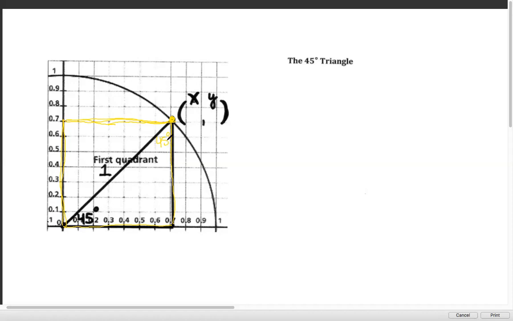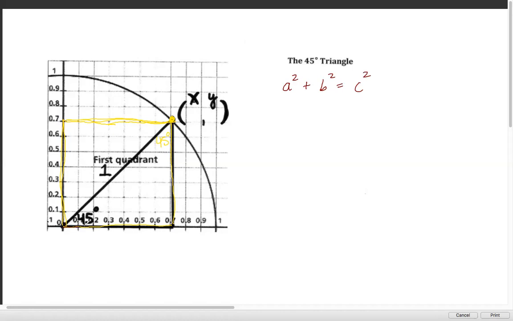Well, what do we know about the unit circle? We know that every radius on here has length 1, so the radius of 1 here is also the hypotenuse of this 45-45-90 degree triangle. So what we can do is use the good old Pythagorean theorem. Leg squared plus leg squared equals hypotenuse squared, or a squared plus b squared equals c squared, and we'll put in what we don't know and what we do know.